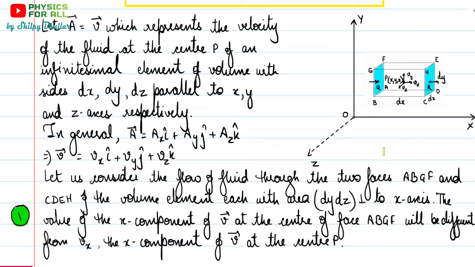The whole cuboid, A, B, C, D, E, F, G, H, is a volume element, but all the sides involved, the top and bottom, the left and right, the front and the back sides, they all are surfaces. Thus, these two faces, ABGF and CDEH of this volume element, have area dy dz. Is it true or not?